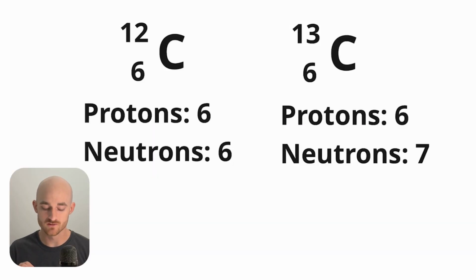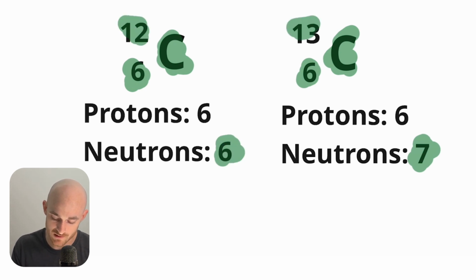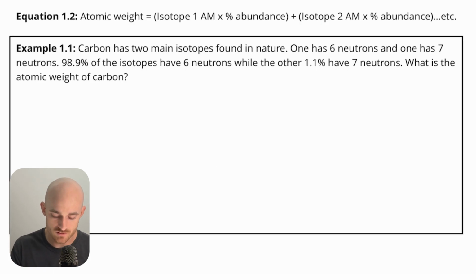Now we'll talk about isotopes, and isotopes are two atoms that have the same number of protons, but a different number of neutrons. And since they have the same number of protons, they are the same element. So both of these are carbons, despite having a different number of neutrons and different atomic masses. A topic that's closely related to isotopes is atomic weight. Atomic weight is the number that you would get if you took all of the atoms of a particular element and then took the average atomic mass of all of those atoms.